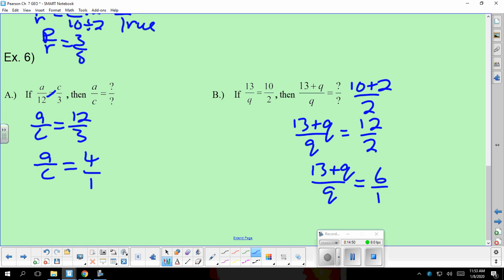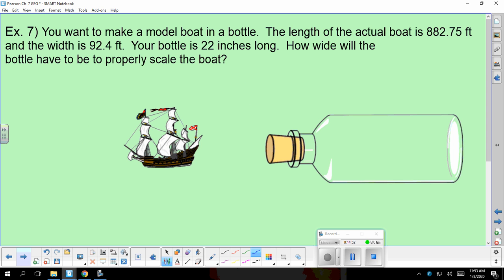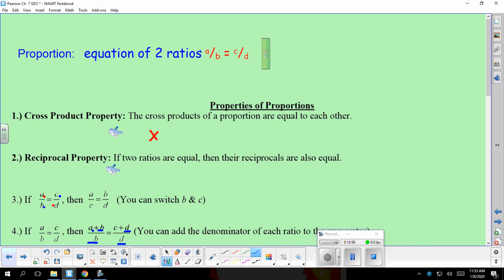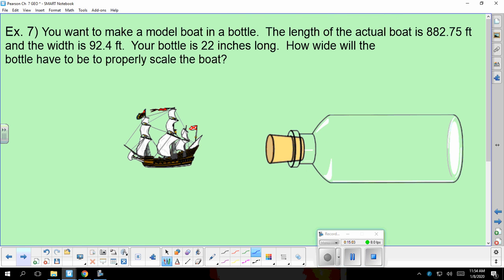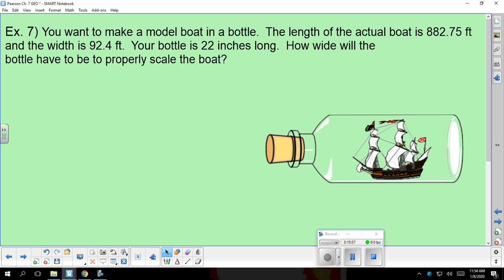All right. Our last example problem. All right, so I'm going to go ahead and put this boat in this box. The length of the actual boat is 882.75 feet, and the width is 92.4 feet. Your bottle is 22 inches long. How wide will the bottle have to be to properly scale the boat?